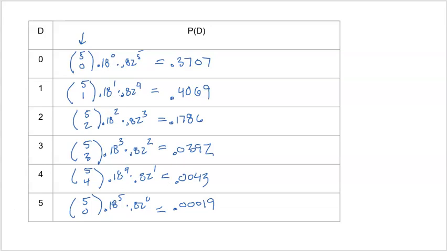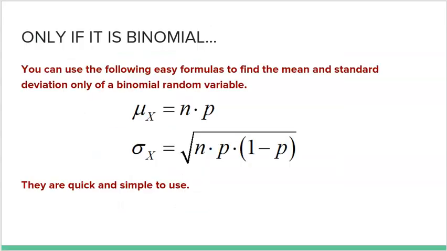Now, this can only be used if you are binomial. If you are binomial, you have these two methods to find the mean and standard deviation that are much, much faster. The mean is simply n times p. That's it. Take n, times it by p. That actually makes a lot of sense.